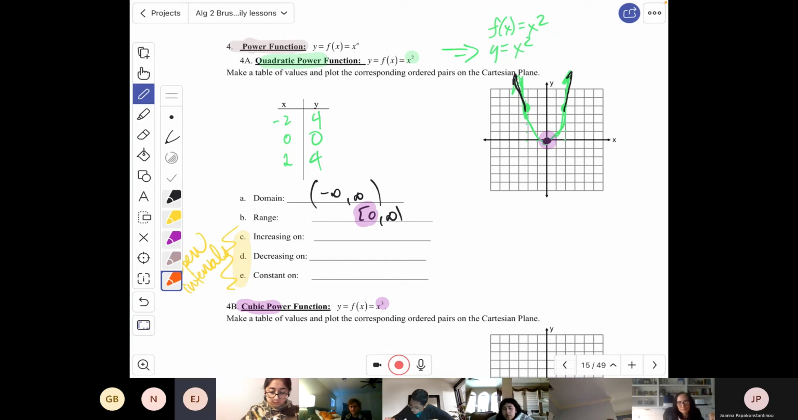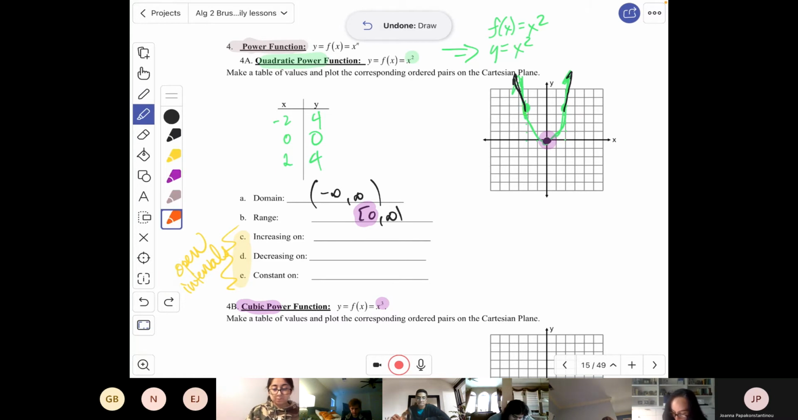Anybody? It is increasing on negative infinity to infinity. You think so? If I go from here to here, the y value is getting bigger or smaller? Oh, I was thinking about the x. That's domain. But if we're thinking about where it's increasing, remember, our y values are getting bigger. So it's increasing when our y values get bigger as our x values get bigger.